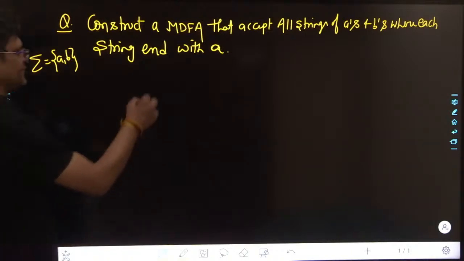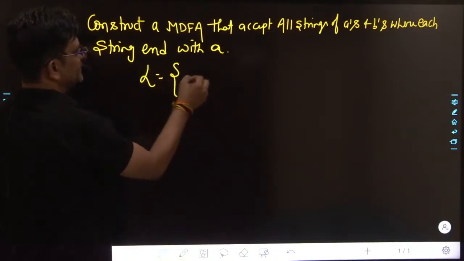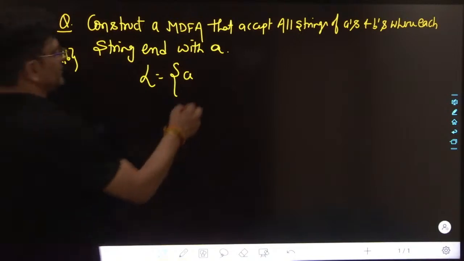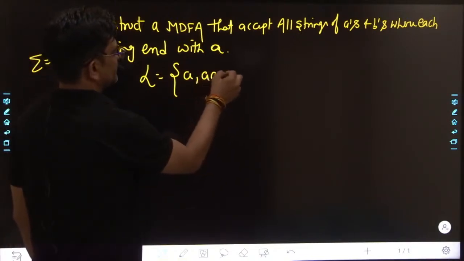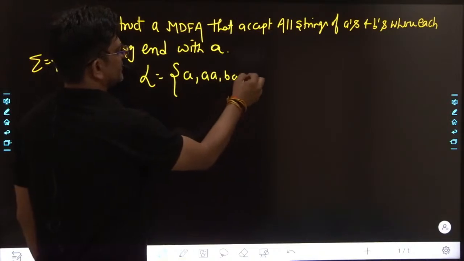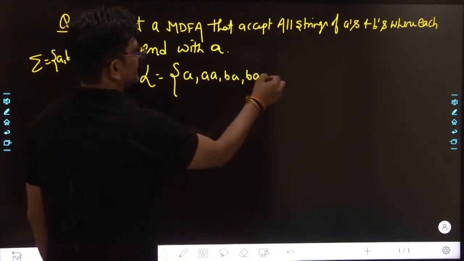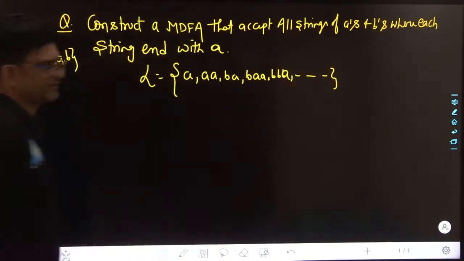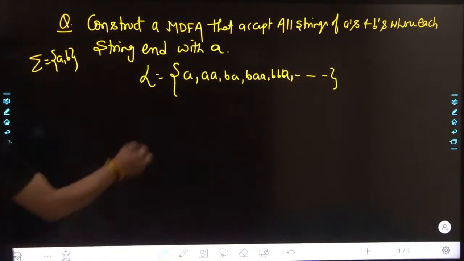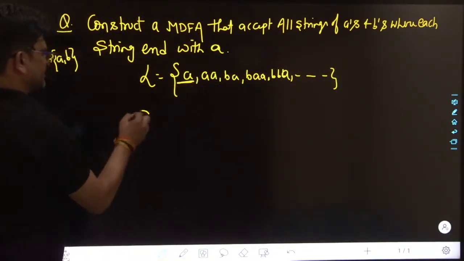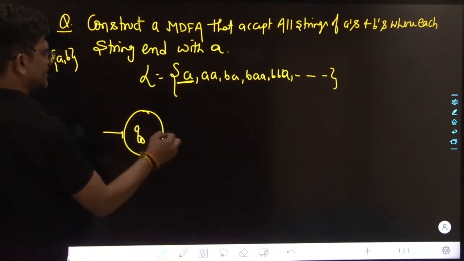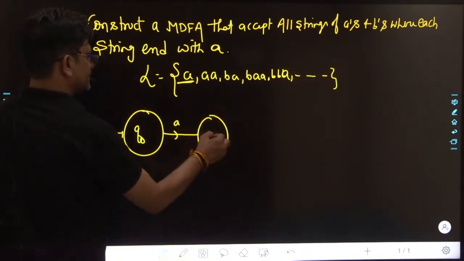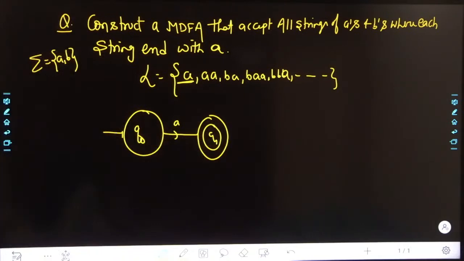See, what is the language for this question? Ends with A. So the minimum length of the string is A. Then AA, BA, BAA, BBA, and many more. Now, first you construct the skeleton for the minimum length string. This is our initial state. When we read A as input, it goes into the final state. Now, this is our skeleton.